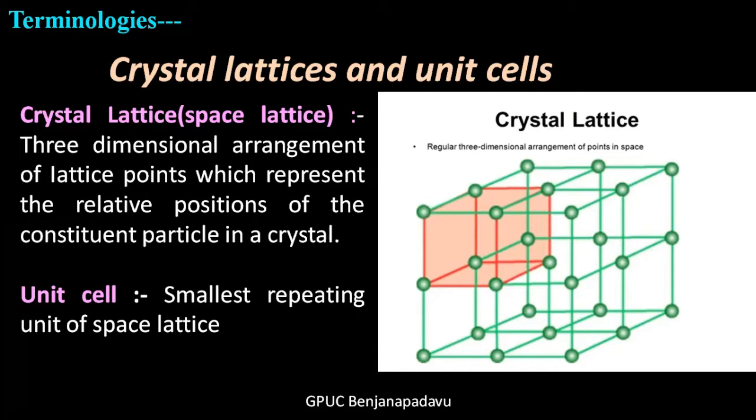This is just a skeletal diagram. The unit cell represents the smallest repeating unit of the space lattice that, when repeated several times in three dimensions, gives the actual crystal structure or actual crystal lattice. So this is about the crystal lattice and the unit cell, the terminologies that we frequently make use of.